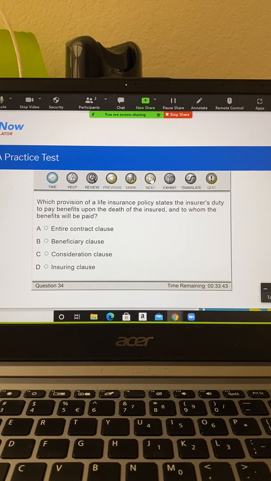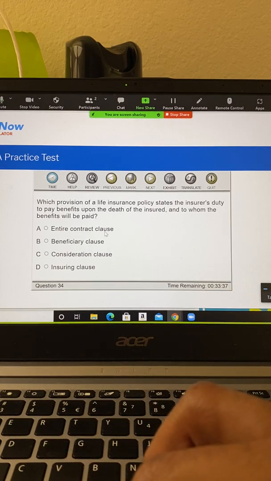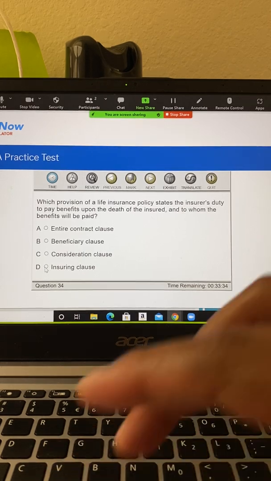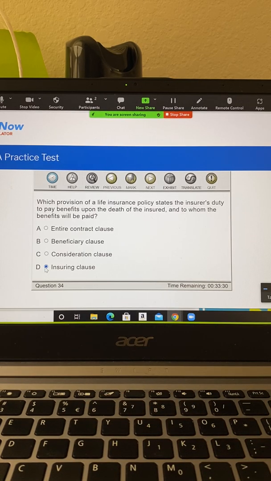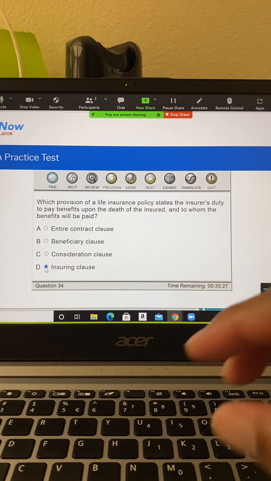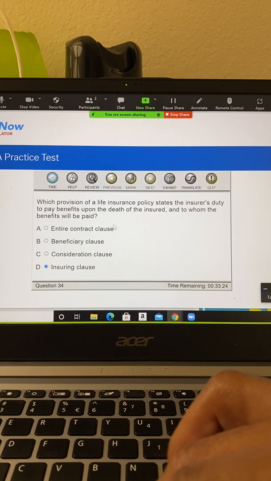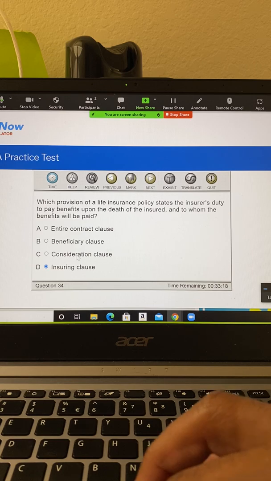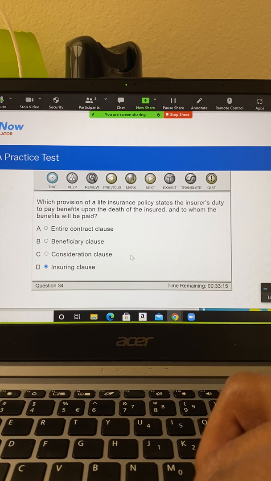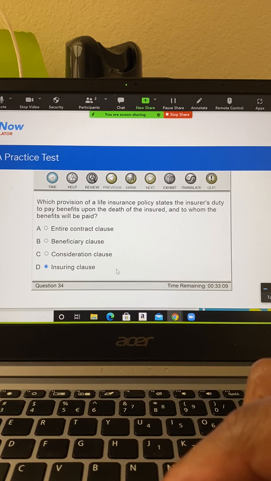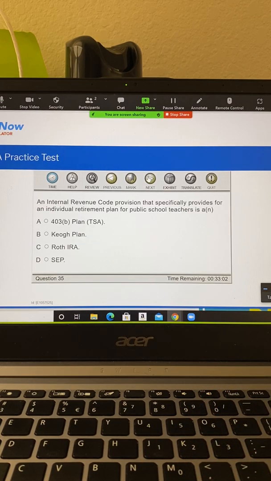Which provision of a life insurance policy states the insurer's duty to pay the benefits upon the death of the insured, to whom the benefits will be paid? This was on the test too. Insurance clause. Insurance clause is the promise to pay. Entire contract includes the application. Beneficiary clause includes who's going to get the money. Consideration clause is what they use to determine if they're going to issue the policy. Insurance clause is their promise to pay. Got it? Okay. All right, next.